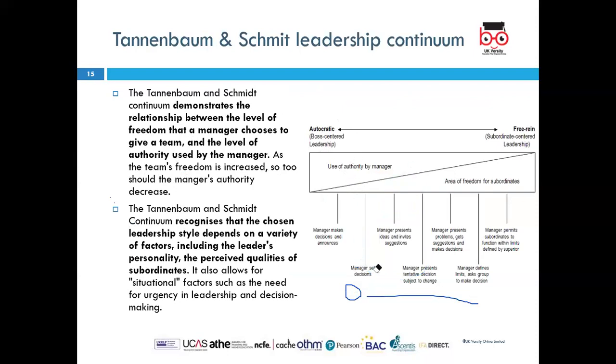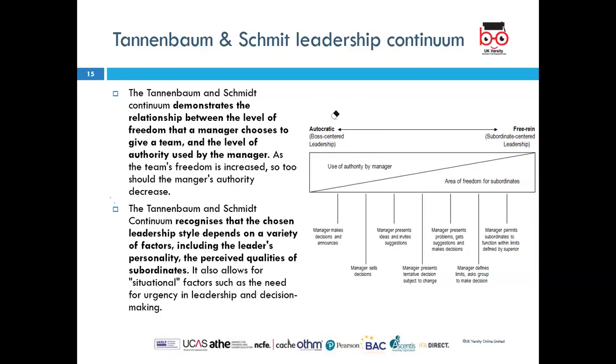Okay. So this one style is the Tannenbaum and Schmidt continuum, which shows a relationship between the level of freedom a manager chooses and a given team and the level of authority used by the manager. So as the team's freedom is increased, the manager's authority decreases, and vice versa, if team's freedom decreases, the manager's authority increases. So we've talked about these systems a bit, how these work. And then in this, it shows, according to the situation, the changes that a manager makes.